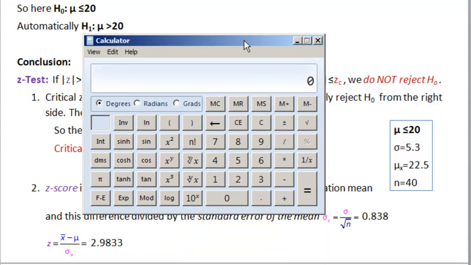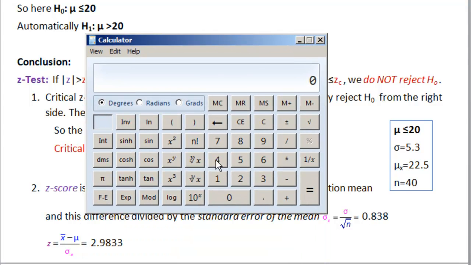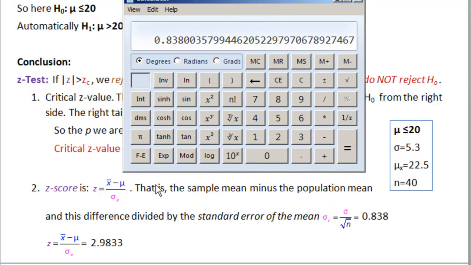So using a calculator, this is the standard Windows calculator, we would first do 40 and then the square root and then 1 over x times 5.3. And we get 0.838. And now we need to do the other part, which is 1 over that, and then times the difference between the sample mean, which is 22.5, and the population mean, which is 20.